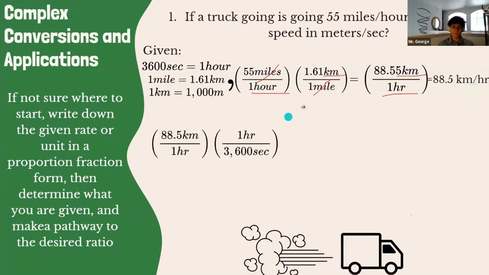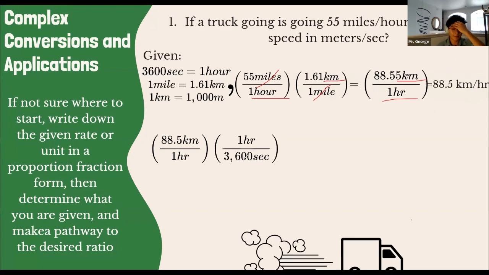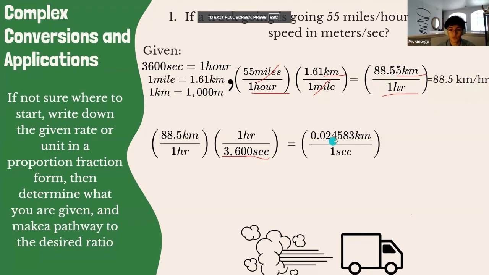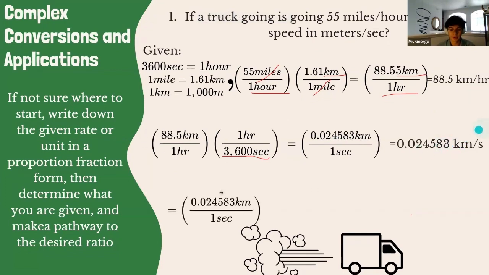We want meters per second, right? And so here we have 88.5 kilometers for 1 hour, and then we want to determine how many seconds that is. So we're going to manipulate the denominator, right? So if there's 1 hour for every 3,600 seconds, then that means that we're going to want to multiply them so that they cancel out. That gives 0.02458 kilometers per 1 second. So it's this amount of kilometers per second, right?